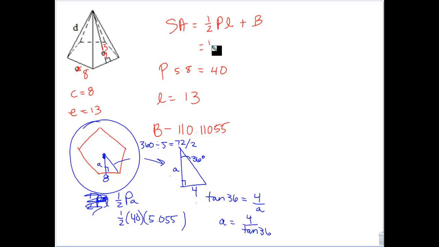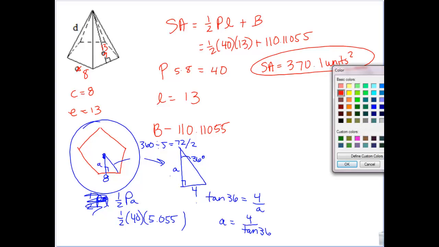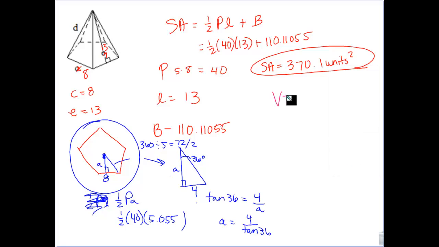So this is enough information now for us to find the surface area. So we will take 1/2 times our perimeter of 40 times our slant height of 13 plus the area of our base. And so if we calculate that, we get a surface area of this pyramid to be 370.1. We didn't put any units on, so we would say units squared. Okay, now we want to find the volume. Well, the volume is 1/3 area of the base times the height.